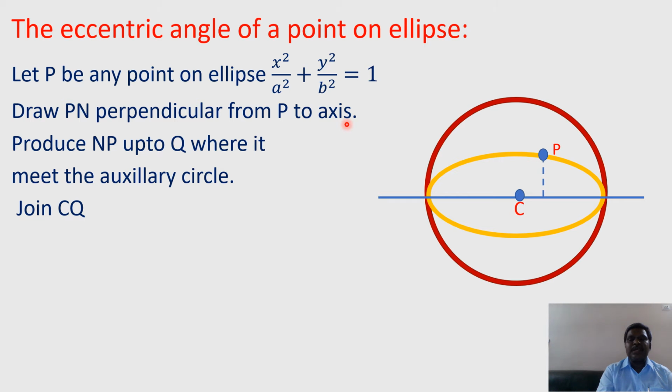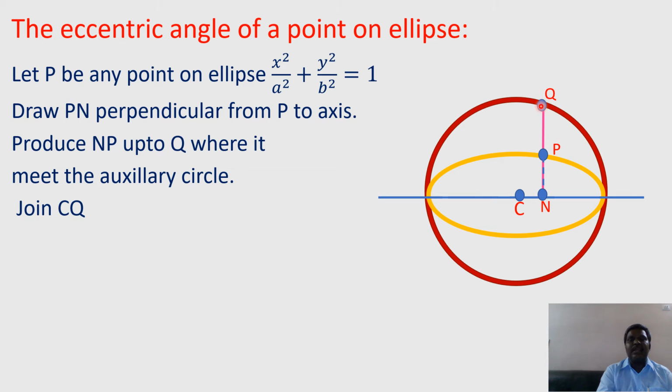This is the perpendicular PN from P to the axis. This is my N, that is, N is the foot of the perpendicular drawn from P to the axis of the ellipse. Now produce NP up to Q. This is my point Q, where it meets the auxiliary circle. Now we produce NP up to Q, where it meets the auxiliary circle.